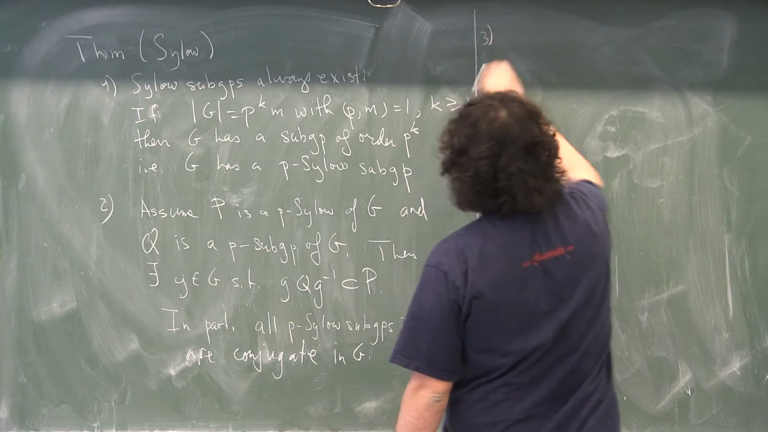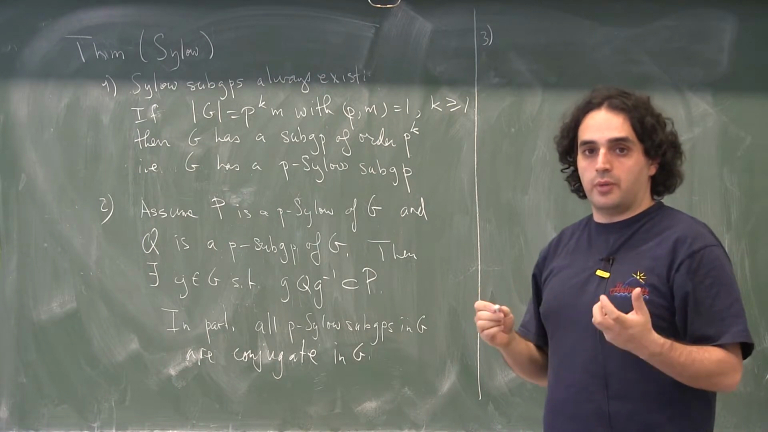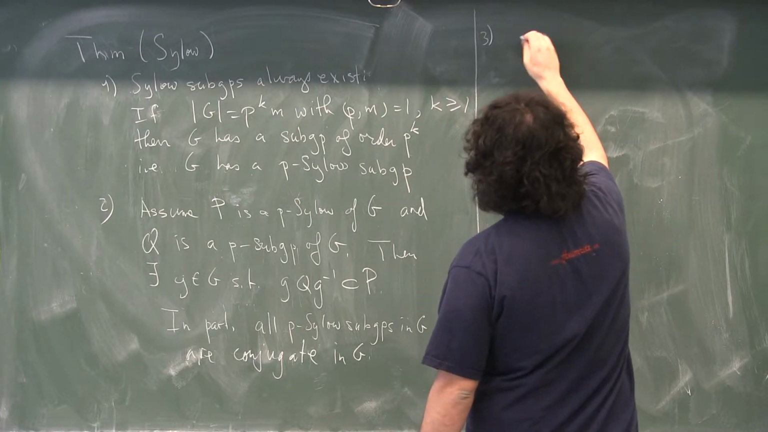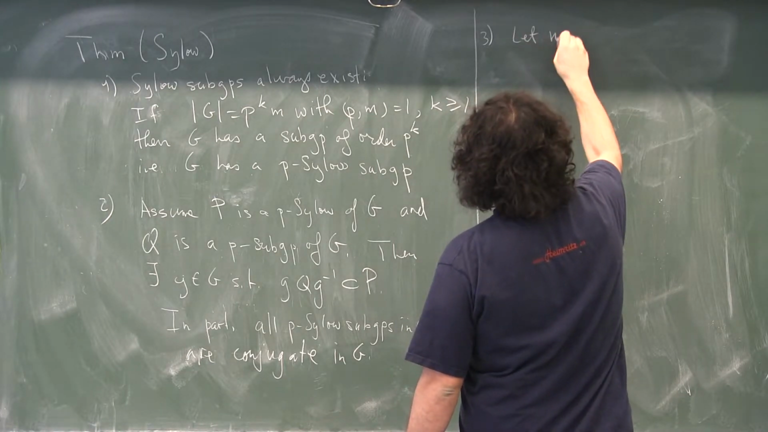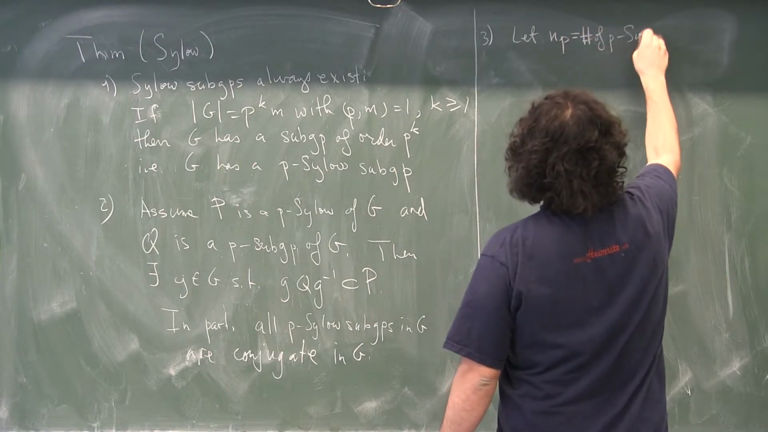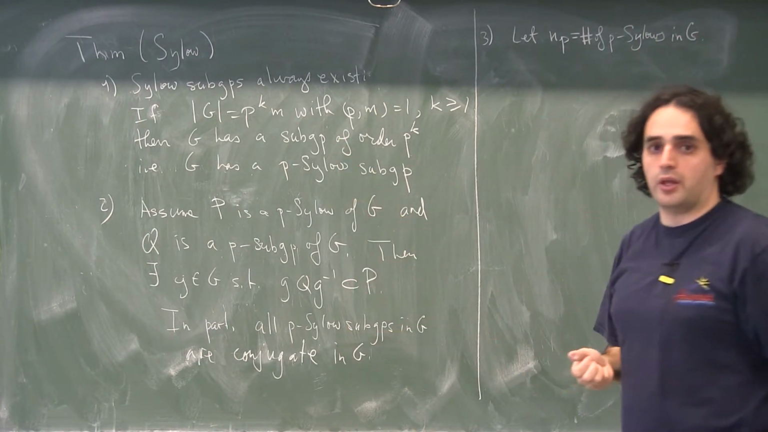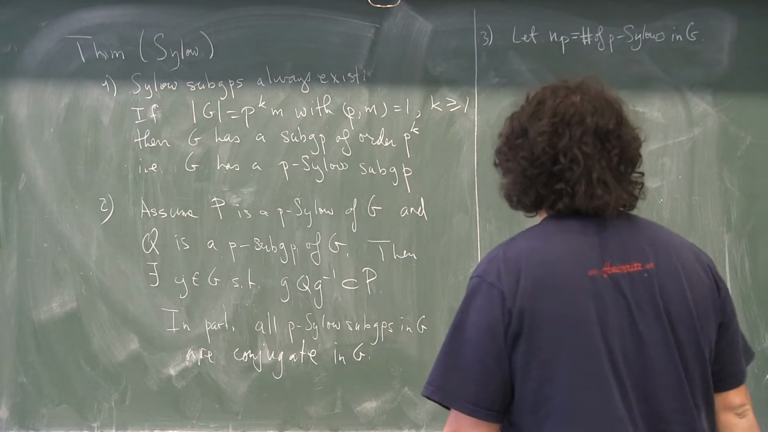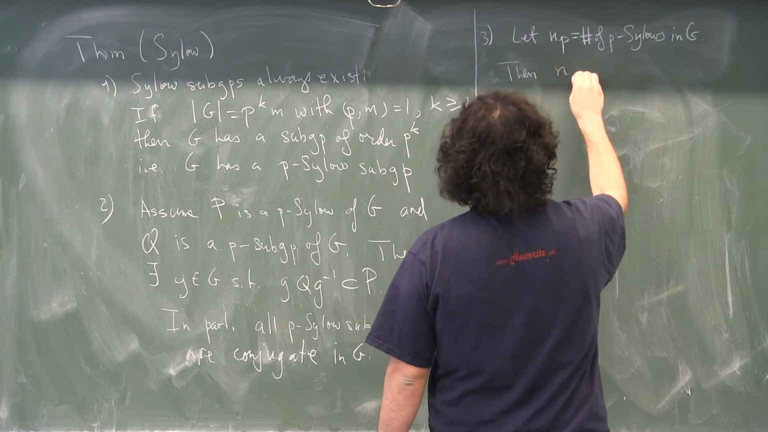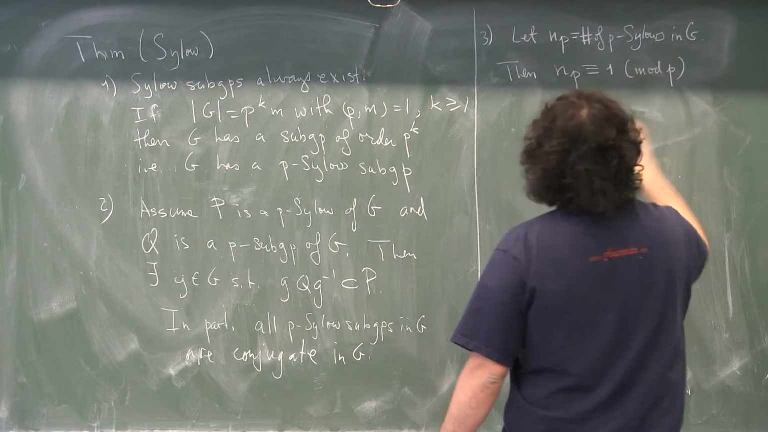And part 3 is perhaps the most surprising one. This is saying something arithmetic about the number of P Sylows. Let NP equal the number of P Sylows in G. By part 1, we know that NP is not 0. But in fact, we know much more. Part 3 asserts that NP is congruent to 1 modulo P.